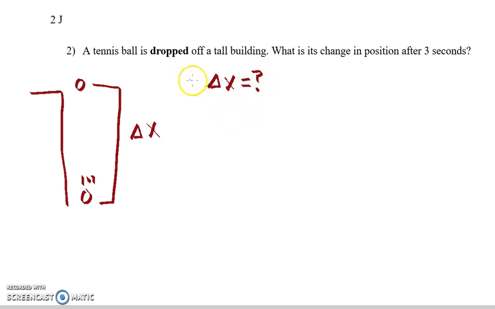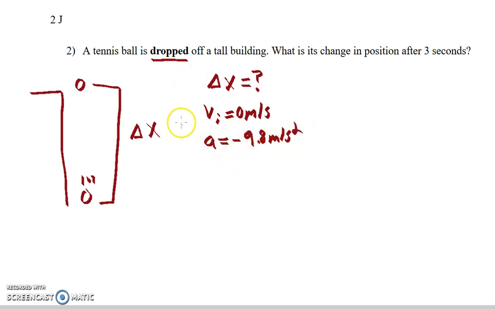Now we've got to find our knowns. If it's dropped, and I bolded it just to draw your attention to it, the initial velocity is 0. The acceleration is going to be the same value it always is for a situation like this: negative 9.8 meters per second squared. That's because it's gravity pulling the tennis ball down. And then the last thing you can figure out is the time. It's saying after 3 seconds, so 3 seconds.